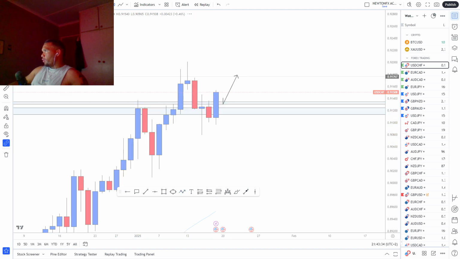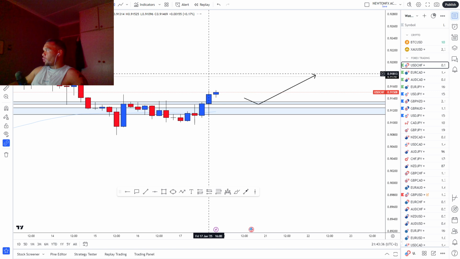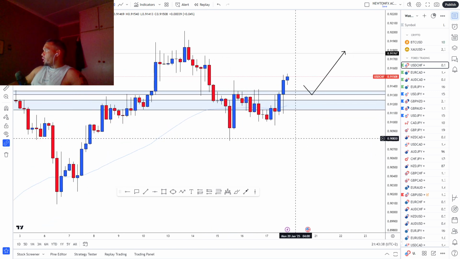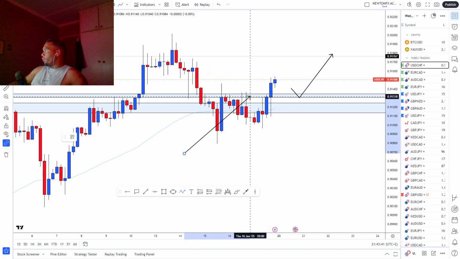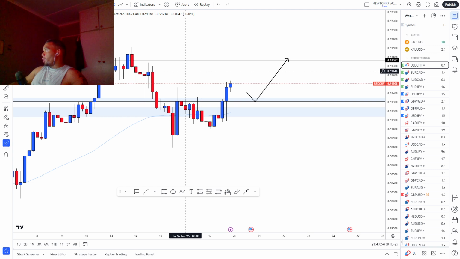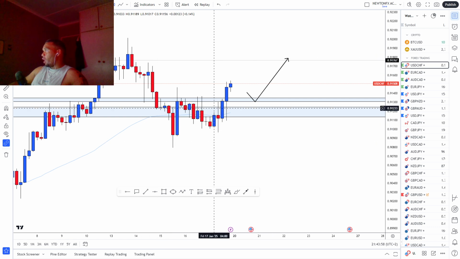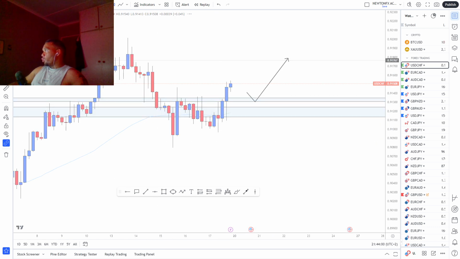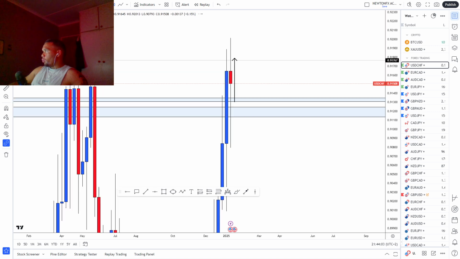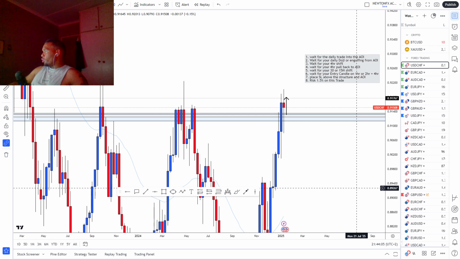So what I'm gonna wait for is for the 4 hour time frame to retrace back to one of this area of interest, either to this region right here or to this area right here on my daily. So that is what I'm gonna wait for on the USD Swiss franc, because you can see that our 4 hour is bullish, our weekly is bullish, and also our daily is bullish. So let's jump into the next pair, guys.